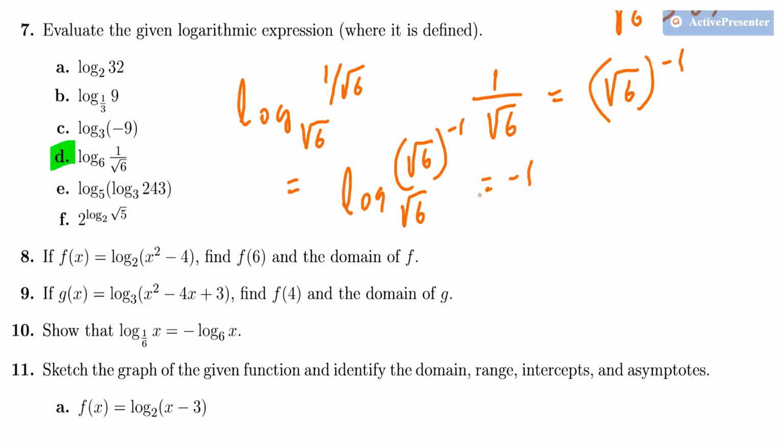So this means for any number a which is greater than 0 and different from 1, the logarithm of 1 over a to the base a is negative 1, because a to the power of minus 1 is 1 over a.